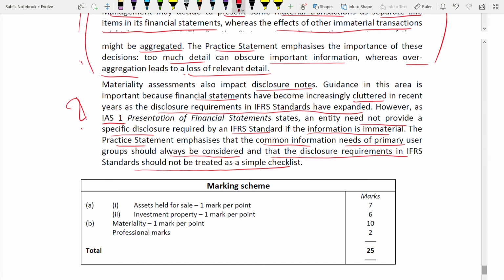You have to consider what the information needs of the users are. Common information needs of the primary users, for example, lenders, investors, creditors. Each of them might have some common information that you have to provide. Maybe for that group it's material, but according to the IFRS standard, it might not be material. So in that case, if you go by the practice statement, you have to give that information. So you see, it's very contradicting. IAS 1 says if information is not material according to an IFRS standard, don't disclose. The practice statement says disclose even if it's not required in the IFRS standard, if it is considered material for a certain group of primary users. So the two things are contradicting.